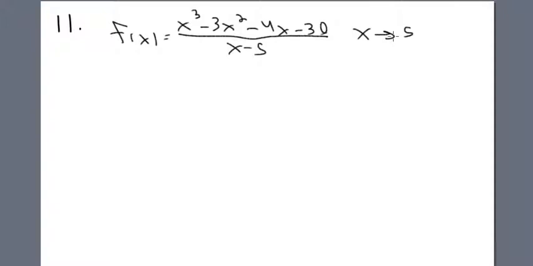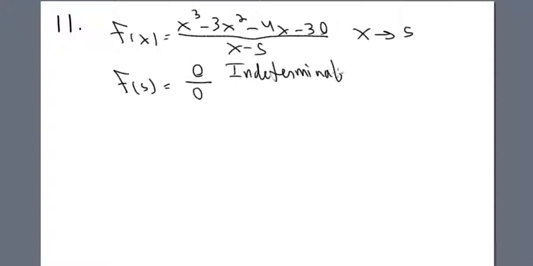So first step, make sure it's indeterminate form, which means f of 5 needs to equal 0 over 0. 5 minus 5 is 0 on the bottom. 5 cubed is 125. Minus 3 times 25, so minus 75, is 50. Minus 20 is 30. Minus 30 is 0. Indeterminate form. So pretty easy to find indeterminate form there.